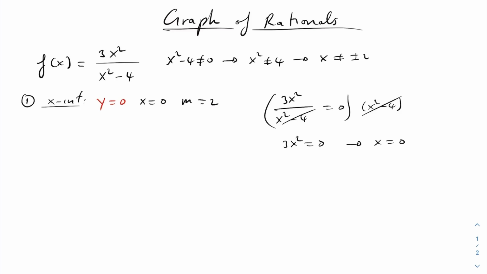And by the way, if you want to know more about multiplicity, I suggest that you check out my note 36, where I talk about how to draft polynomial functions and talk about multiplicity in detail.